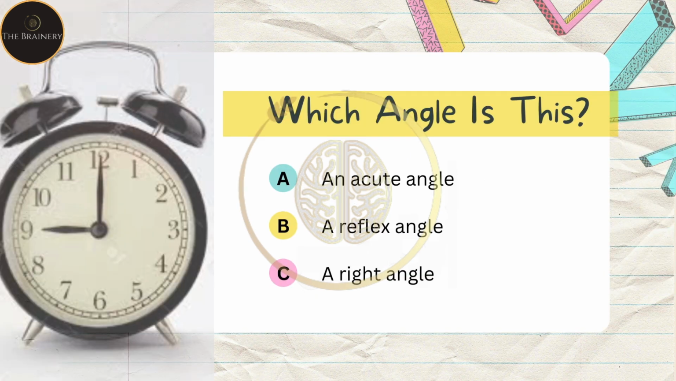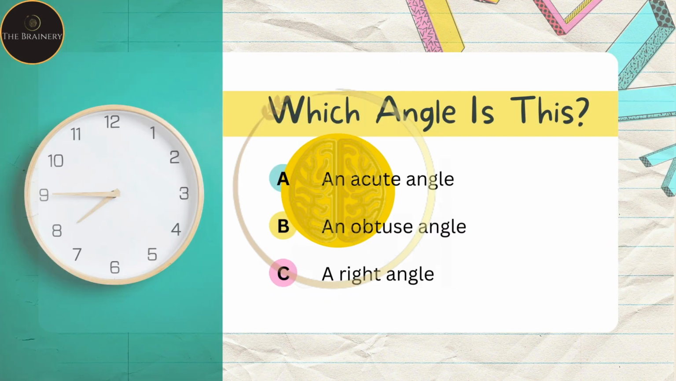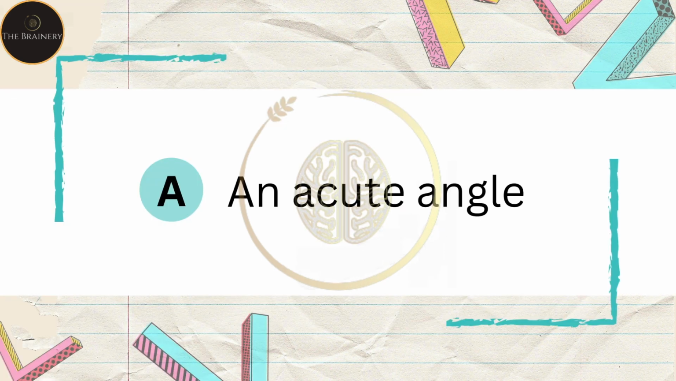Which angle is this? You have 5 seconds to think. The answer is right angle. Again, you have 5 seconds to think. Which angle is this? So the correct answer is acute angle.